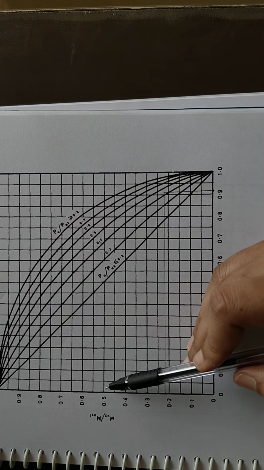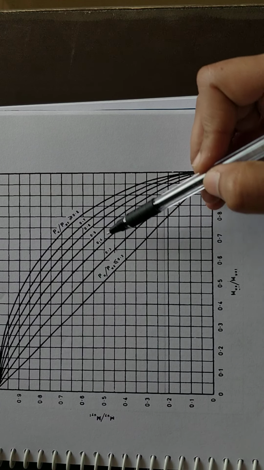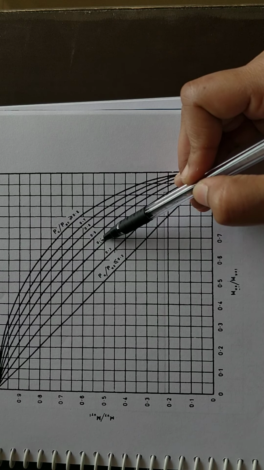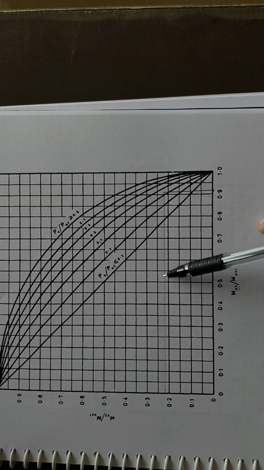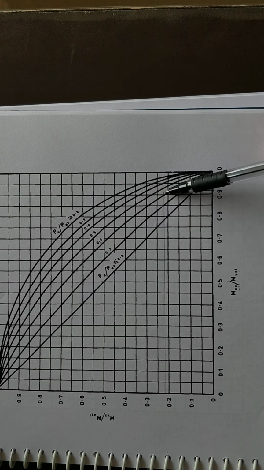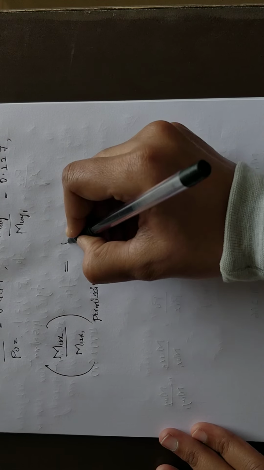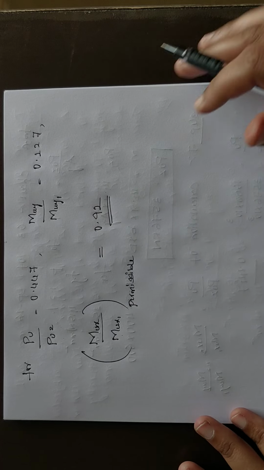See here, PU by PUZ is 0.447. The 0.4 curve is here, above that it will come, and MUY by MUY1 is 0.227. See here, this is approximately 0.227. Move it up to 0.447, then move it in the downward direction. This value will be your MUX by MUX1 permissible. You will get it as 0.92. That is 0.92 will be your permissible MUX by MUX1.